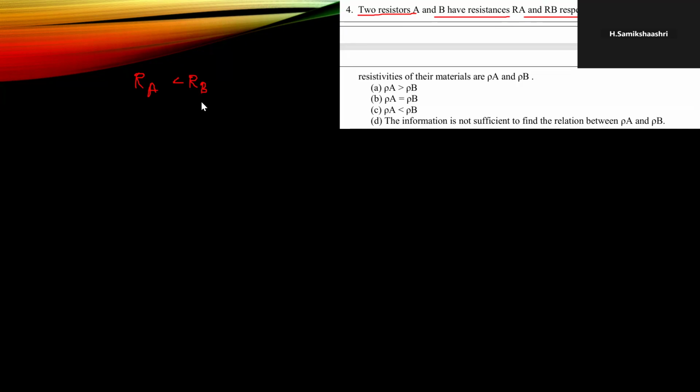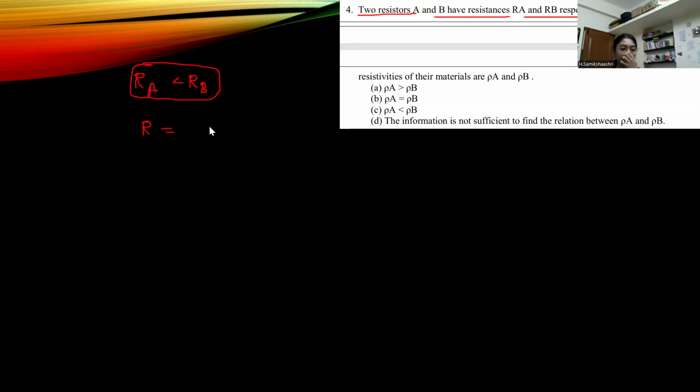have equal length or not, or equal area or not. There is no information regarding the dimensions. Already we are told that rho A is less than rho B. It means I can use the formula of resistance; let us suppose it is rho L by A.